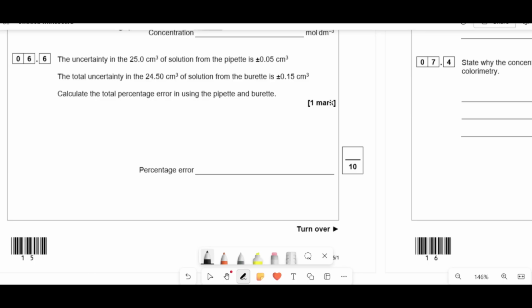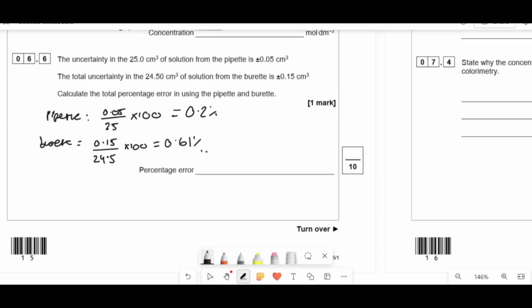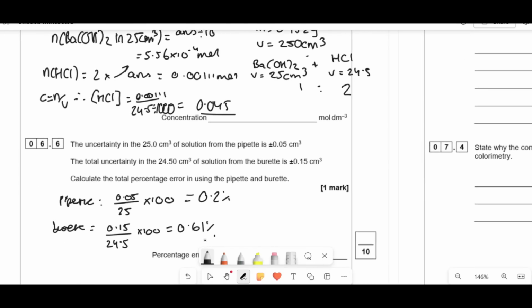So percentage error, let's do it one by one. The pipette is going to be the uncertainty divided by the thing you measured, 25, times 100, which is 0.2%. Now for the burette, it's the uncertainty, 0.15, divided by what you measured, 24.5, times 100, which is 0.61%. Now, look at these two together. What did you do with these? We messed around with these volumes, didn't we? This is one singular measurement we used, this is one singular measurement we used, and we also did them to get these concentrations and so on. So the total percentage error is going to be just those two added together. So it's going to be 0.81. Boom, that's how you do it.